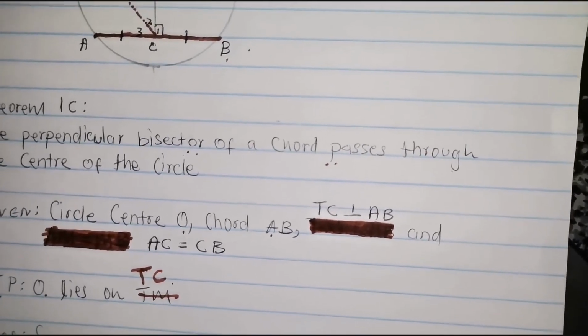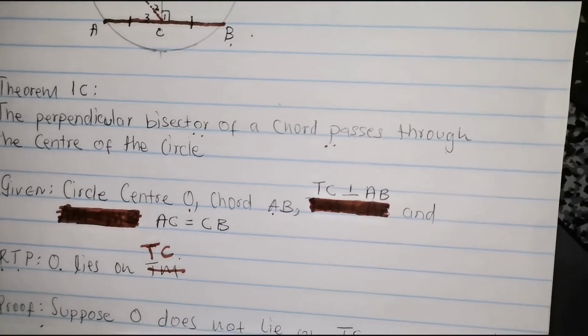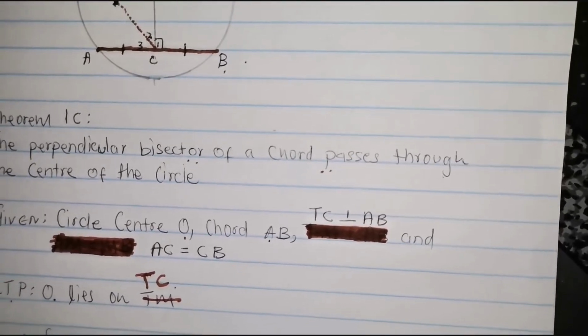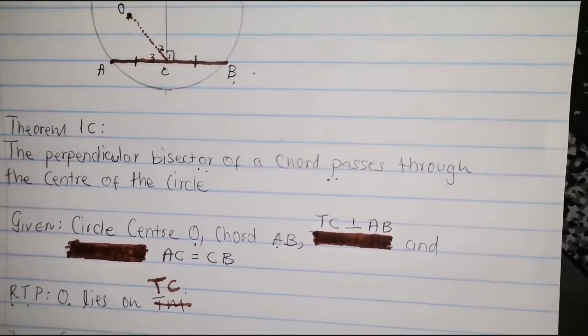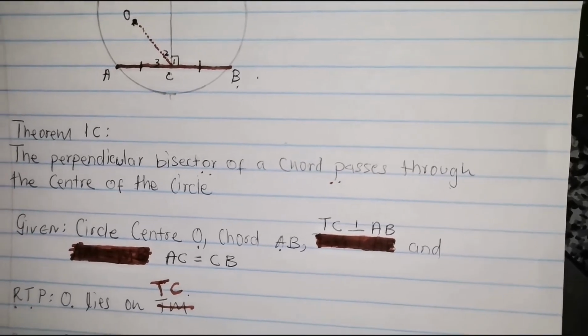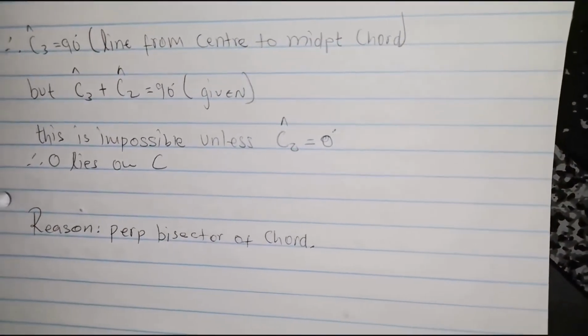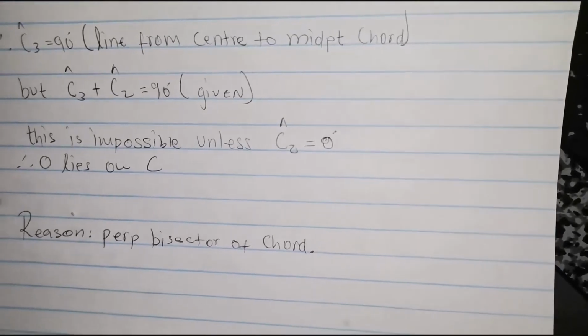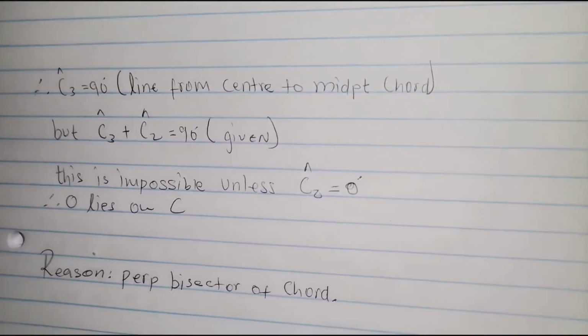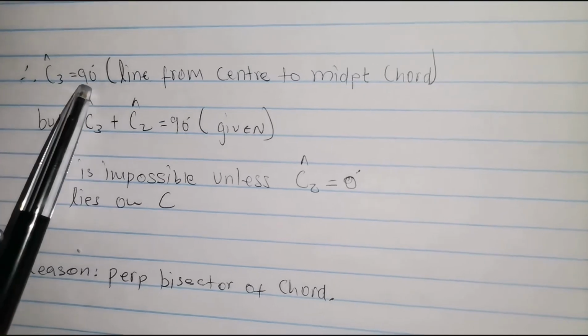You need to prove that O lies on TC. But now let's just assume that O does not lie on TC. This is the proof by assumption. We assume. Let's just prove it, guys, by all means necessary. Therefore, C3 is equal to 90 degrees.